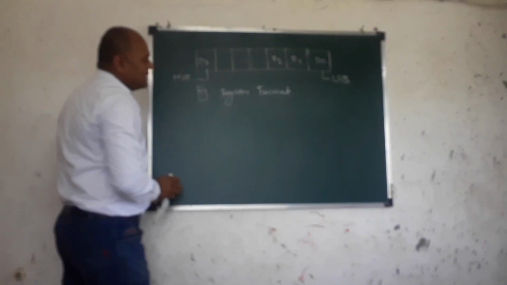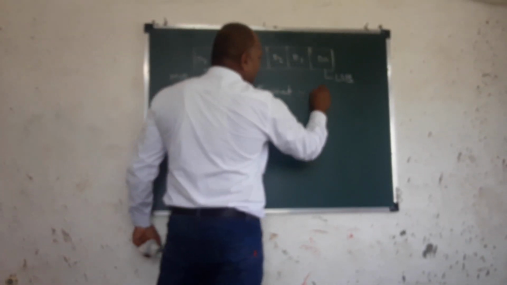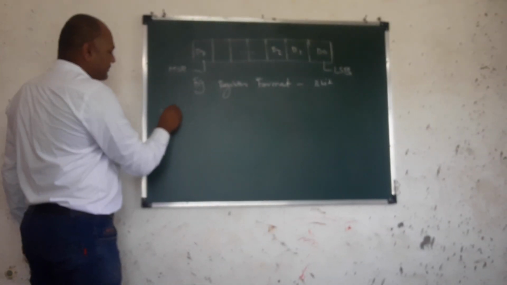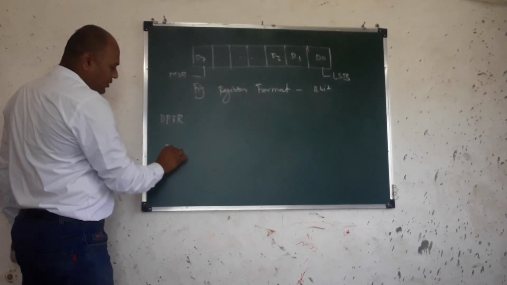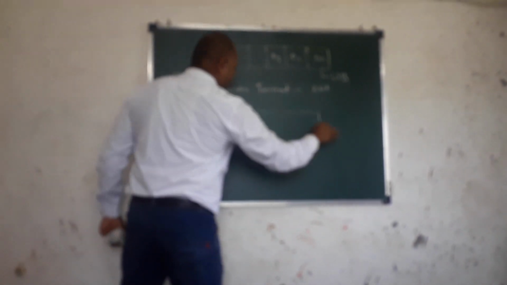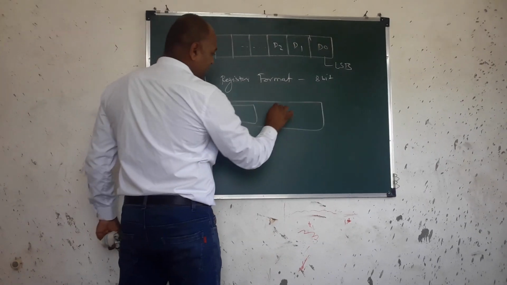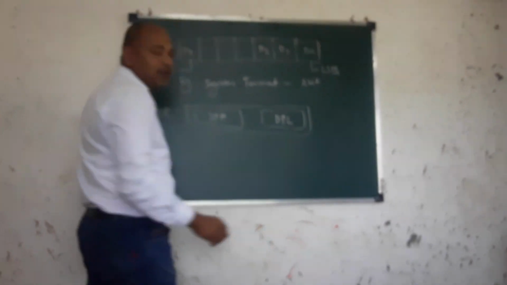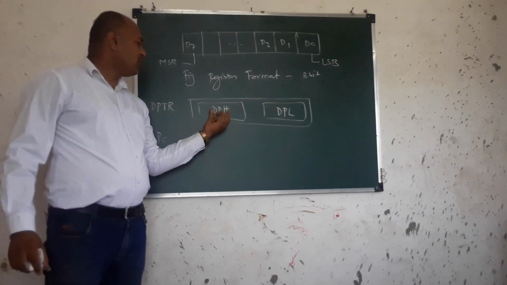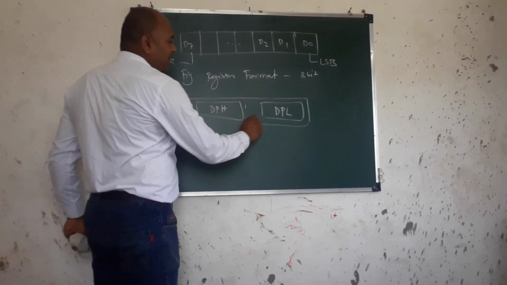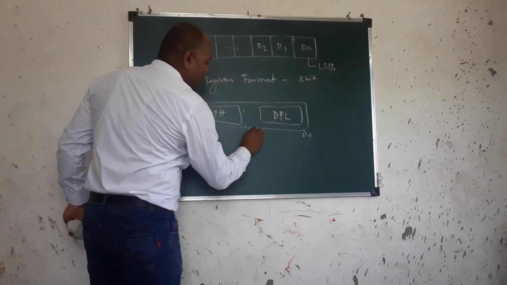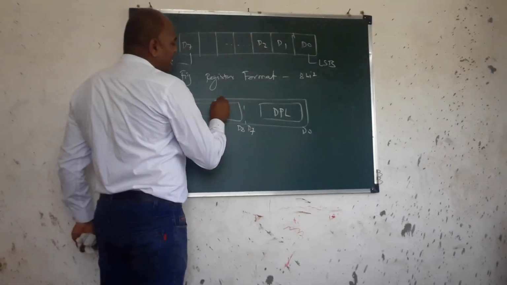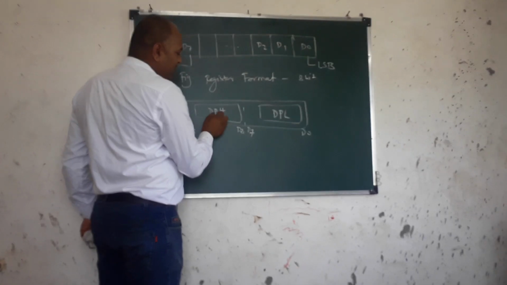Along with this, there are also 16-bit registers. This is for the 8-bit register format. The 16-bit registers are nothing but DPTR, that means data pointer, and the program counter. DPTR is divided into 2 bytes, that is DPH and DPL, data pointer higher byte and data pointer lower byte. It is divided into 8-bit parts, D0 to D7 and D8 to D15.